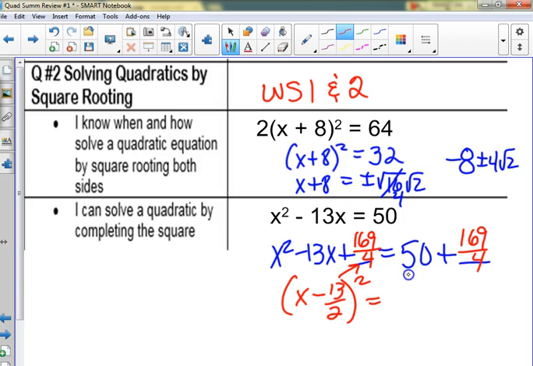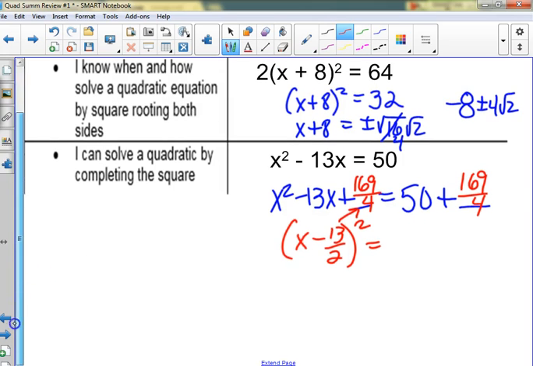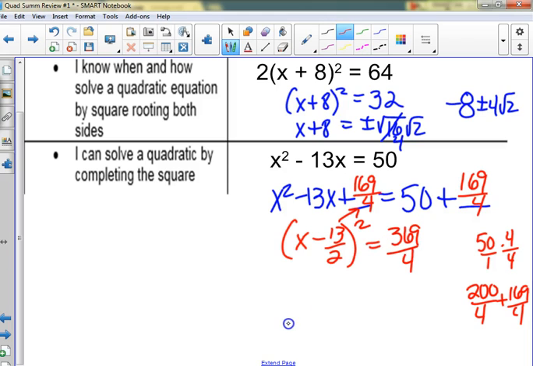you can use a decimal, but at the end you need an exact answer. So at some point you got to change it back to a fraction, I think. 50 over 1 with a common denominator 4 would be 200 over 4. Everybody agree that that's really 50? So plus 169 over 4 would be 369 over 4.